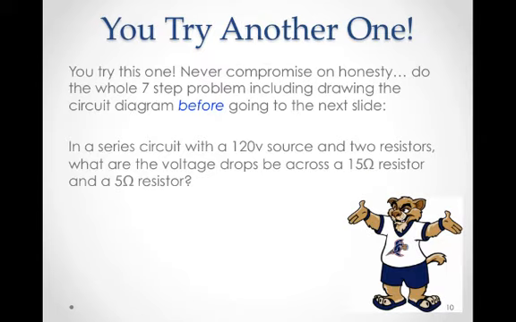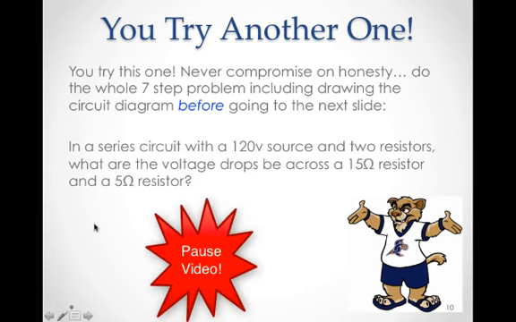All right, you get to try another one here. We have a series circuit with a 120 volt source, and we have 2 resistors. What are the voltage drops across these two resistors? We have a 15 ohm resistor and a 5 ohm resistor. Give that a shot and come back to the video when you're done.